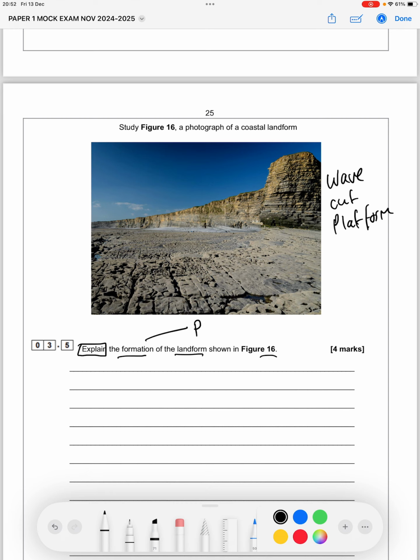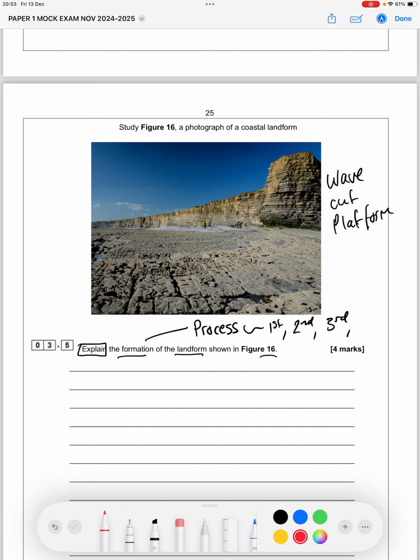Anything to do with explain the formation, you would use what's called the process model in our school. So basically you are doing firstly, secondly, thirdly, and so on. And then all you're doing is describing or explaining how it forms. In terms of using the figure, you don't have to absolutely go to town on it, but you might say, I can see in figure 16 that there is a wave cut platform.